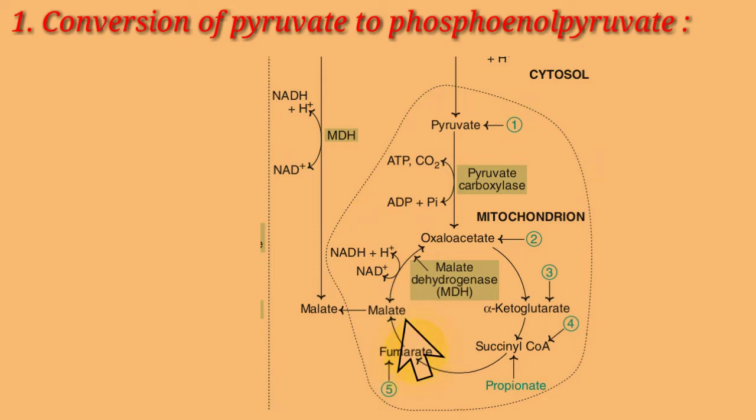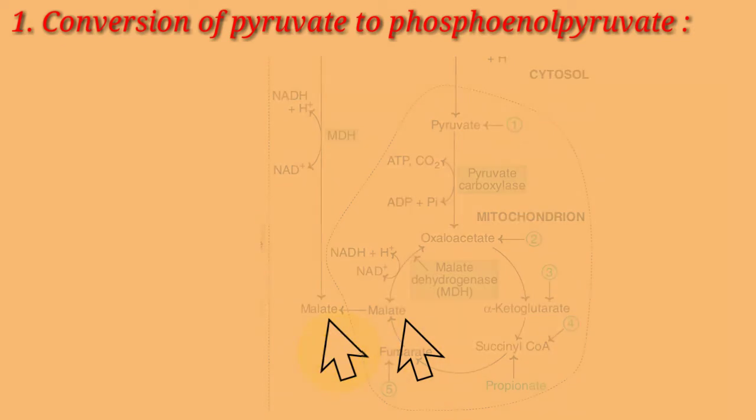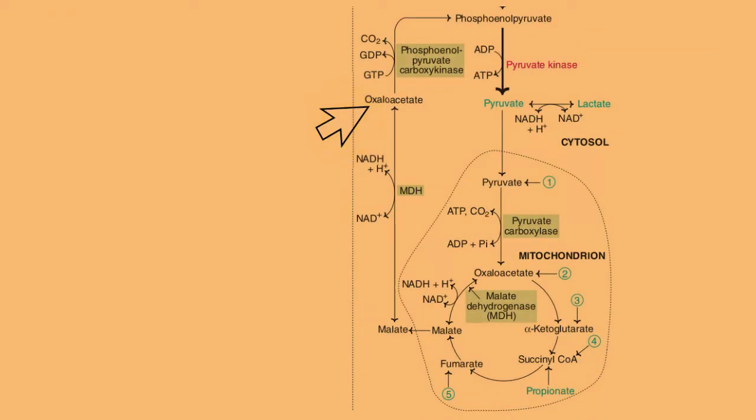So, it is first converted to malate and then transported to the cytosol. And then it is regenerated with the help of the enzyme malate dehydrogenase, an enzyme present in both mitochondria as well as cytosol. And in the cytosol, phosphoenolpyruvate carboxykinase converts the oxaloacetate to phosphoenolpyruvate.